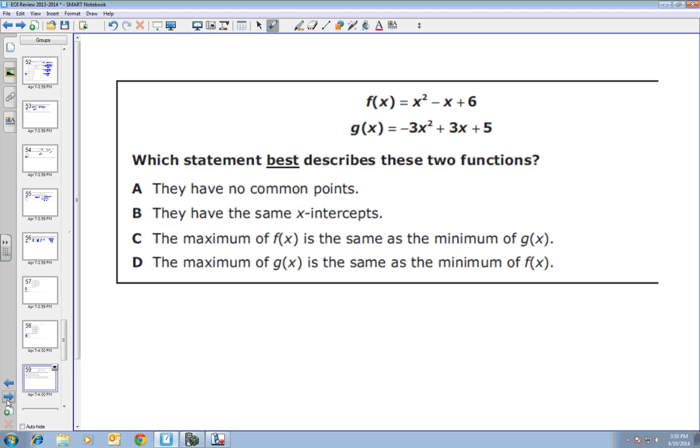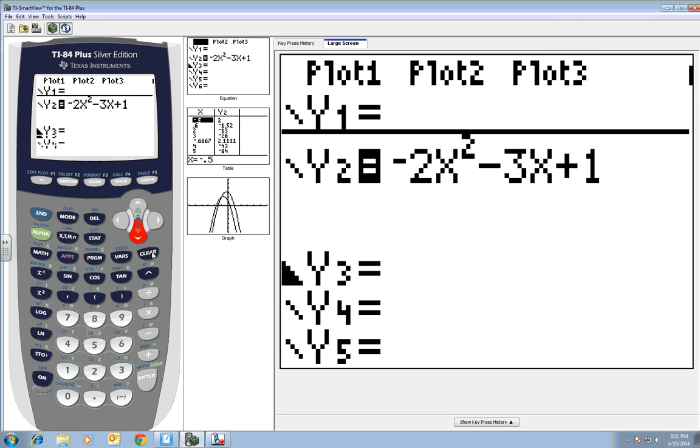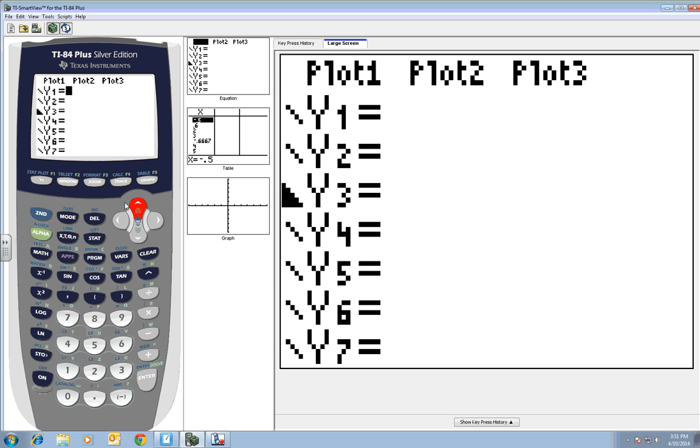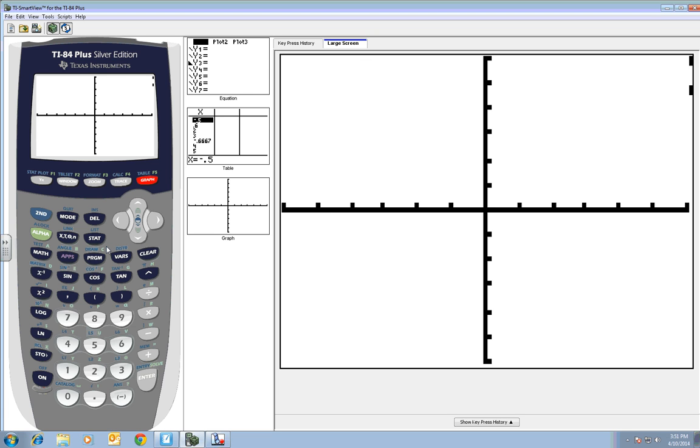Which statement best describes these two functions? They have no common points, they have the same x-intercepts, the maximum of f is the same as the minimum of g, the maximum of g is the same as the minimum of f. So let's graph these and see what it looks like. So y equals, I'm going to clear these two out. So my first one, f of x is 3x squared minus x plus 6. There's my first one. So let's go ahead and graph that and see what that graph looks like.